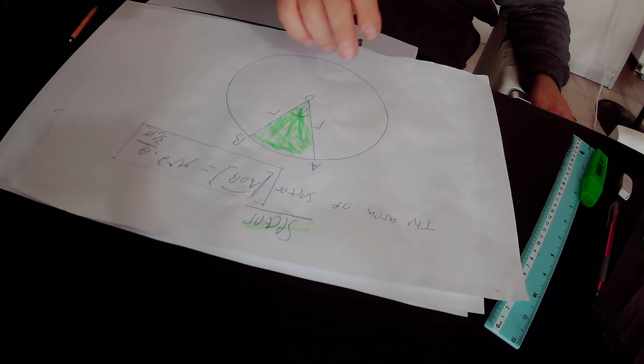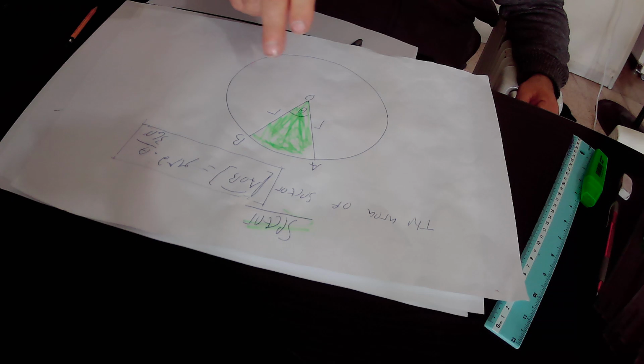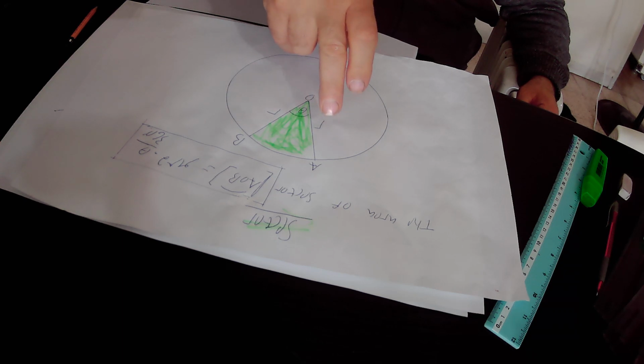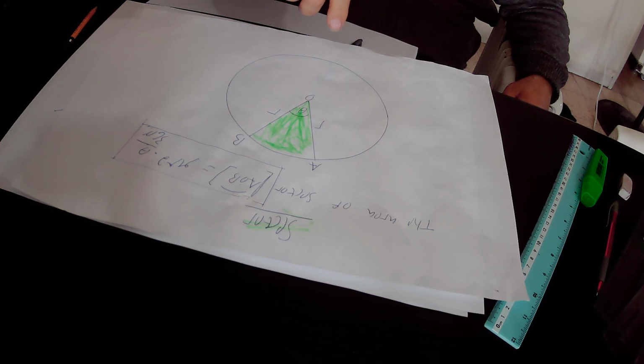And what is the area of this green sector, sector AOB? The area of sector AOB equals pi r squared, that is the area of the circle that contains sector AOB, times the angle between the legs of this sector, that is theta, over 360 degrees. In conclusion, we found out that the area of this sector AOB equals pi r squared times theta over 360 degrees. Okay.